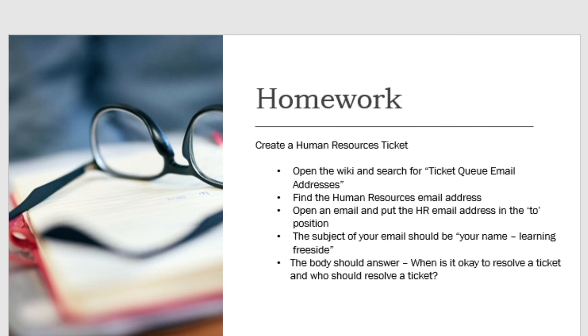I want you to create a human resources ticket. Do this by opening the wiki and searching for ticket queue email addresses. And this is the entire list. During this video earlier, I showed you the more common ones. This is the whole list of the ticket queues that you can get to through emailing. When you go through the list and find the human resources email address, open an email and put that email address into the To position. The subject of your email should be your name and then the words Learning Freeside. The body should answer: when is it okay to resolve a ticket, and who should resolve a ticket?